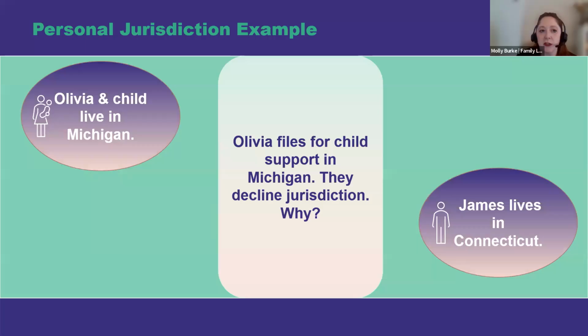So let's use Olivia and James as an example to understand personal jurisdiction. So Olivia lives in Michigan with her and James's son. Olivia files for child support in Michigan where she lives, but James lives in Connecticut. James has no relationship to Michigan and has never stepped foot in Michigan. The Michigan court may not have personal jurisdiction over James because of this, even though Olivia is allowed to file in Michigan. So does this mean that Olivia can never file for child support against James?